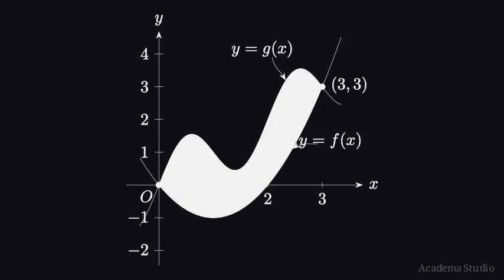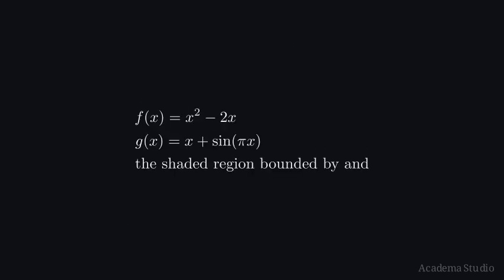On the interval from x equals 0 to x equals 3, g of x is above f of x. So vertical slices have height g of x minus f of x. The shaded region R is bounded by the graphs of the functions f and g, where f of x equals x squared minus 2x, and g of x equals x plus sine of pi x.